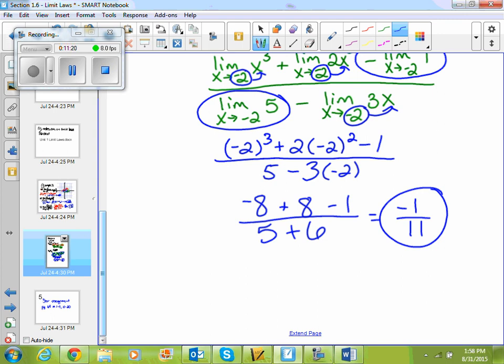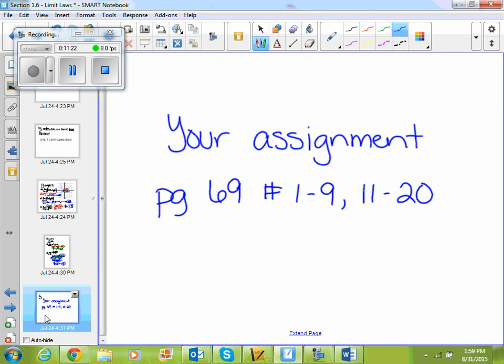Okay, so you guys are just going to work through breaking limits into pieces of their parts. So page 69, 1 through 9, and 11 through 20.